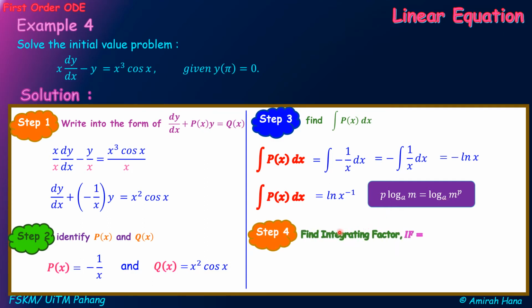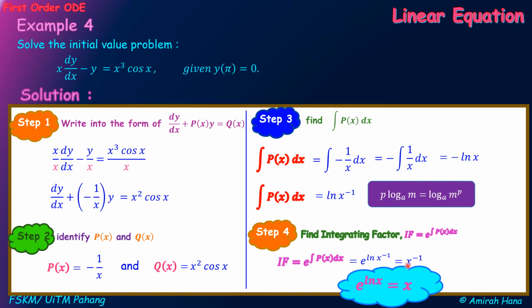After that, we continue with step 4: find the integrating factor, IF, which equals e to the power of the integration of p(x) dx. So we get IF equals e to the power of ln x to the power of negative 1, which equals x to the power of negative 1.